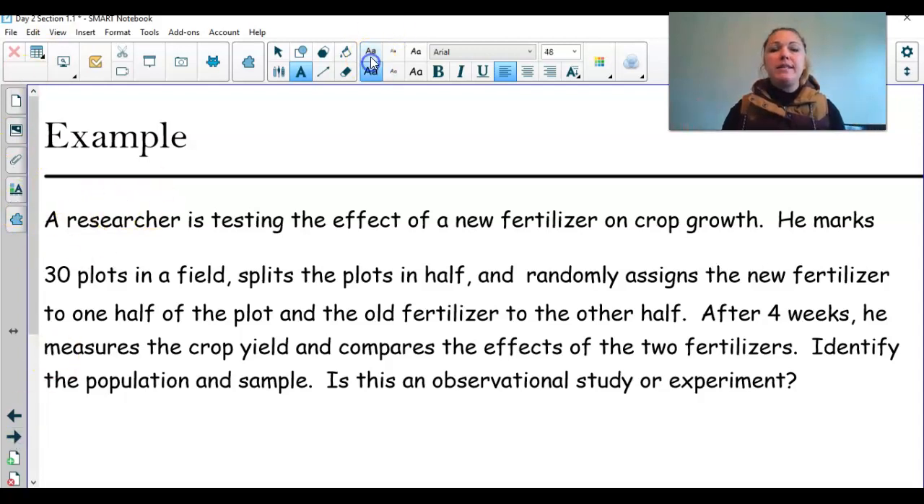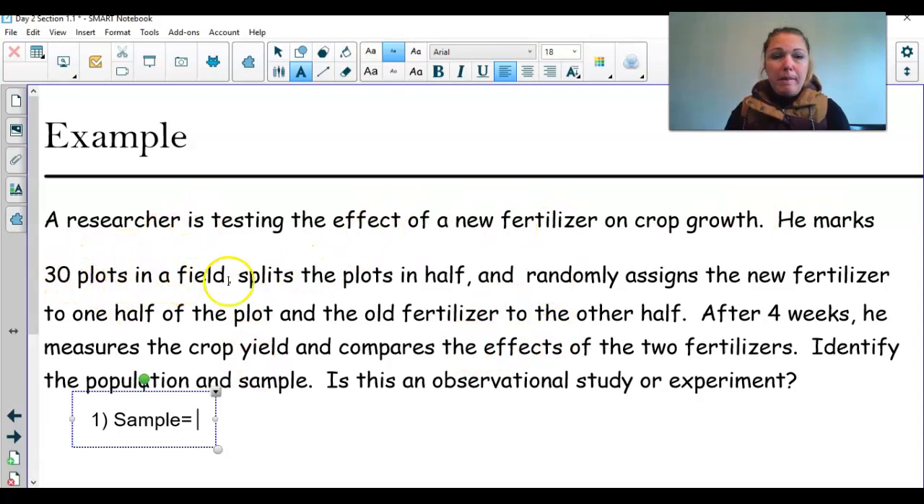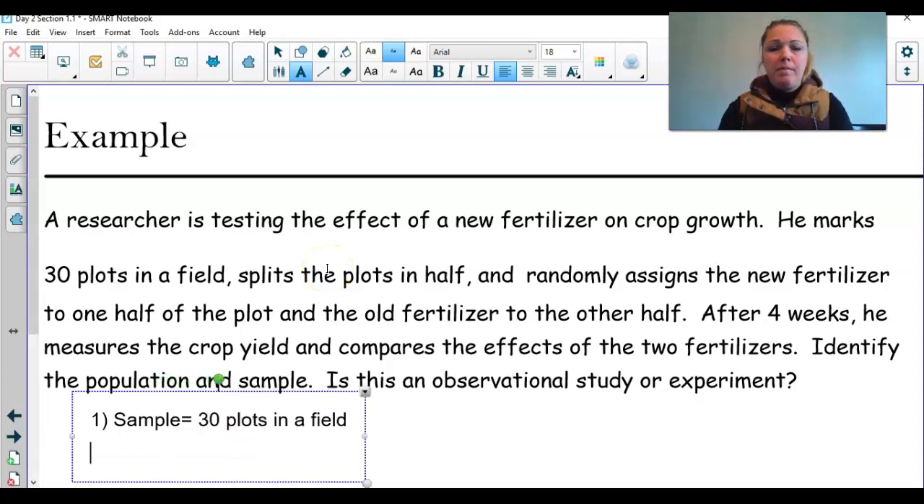Again, step 1, start with that sample. What is that sample? I think it's helpful to find a number with it, okay? Here there's a number right here, 30 plots in a field, but there's also 4 weeks. Well, 4 weeks is a time frame, and we're not studying a time frame. The 4 weeks is how long this study is going on for, okay? So the sample is 30 plots in a field, okay? Which means for the population, take the 30 off, put the word all: all plots in a field, okay?